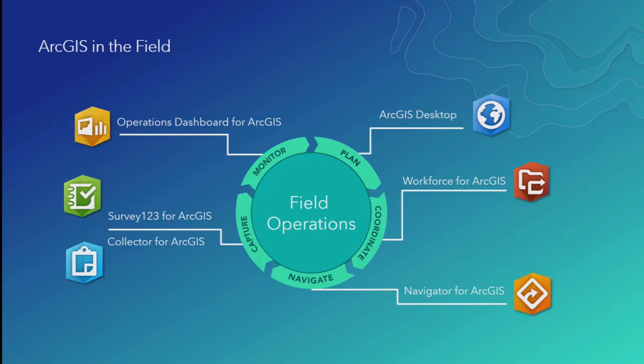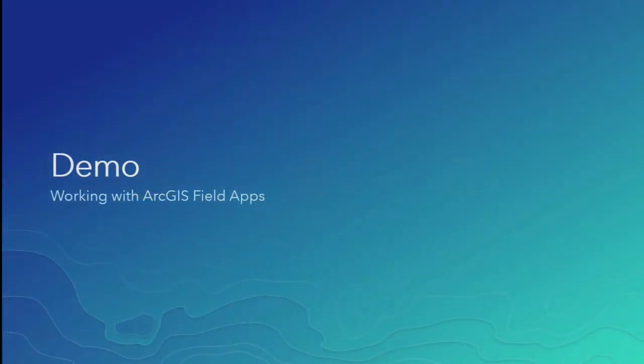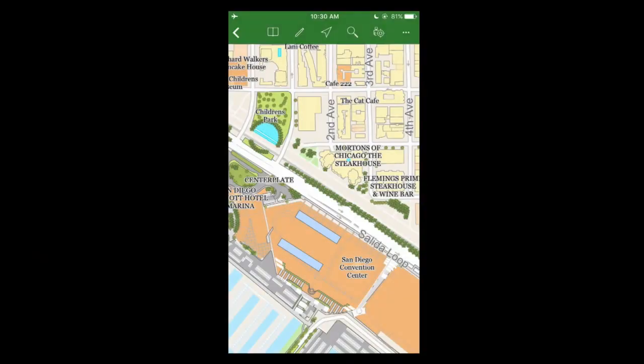And this image, this apps wheel, is what we call apps for the field. So Navigator integrates with Workforce, with Collector, and another field app, Explorer. Explorer is, I think, the newest field app to the family, and Navigator integrates nicely with Explorer for ArcGIS. So I think next, Joel is actually going to walk us through a demonstration of how apps for the field, and specifically using Explorer, can be used.